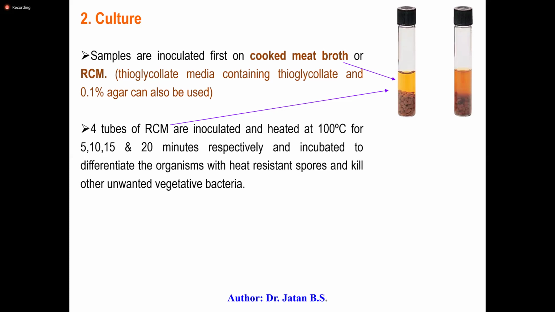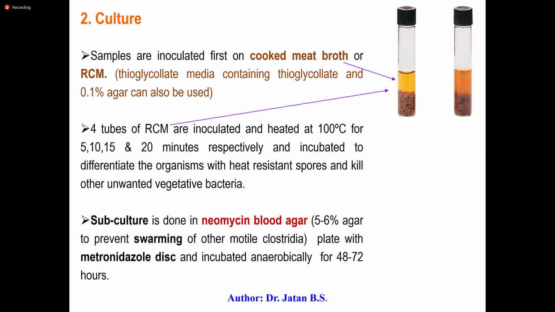Also, there may be certain heat-resistant spores. Some heat-resistant spores might get destroyed in 20 minutes. Some heat-resistant spores might germinate in 15 minutes. So you have to heat at 100 degrees Celsius for different times, 5, 10, 15, 20. The purpose of doing this is to kill the unwanted vegetative bacteria and to differentiate different heat-resistant spores of Clostridium perfringens. So do not depend only on one tube. You have to take about 4 different tubes, heating at 100 degrees Celsius for different amounts of time.